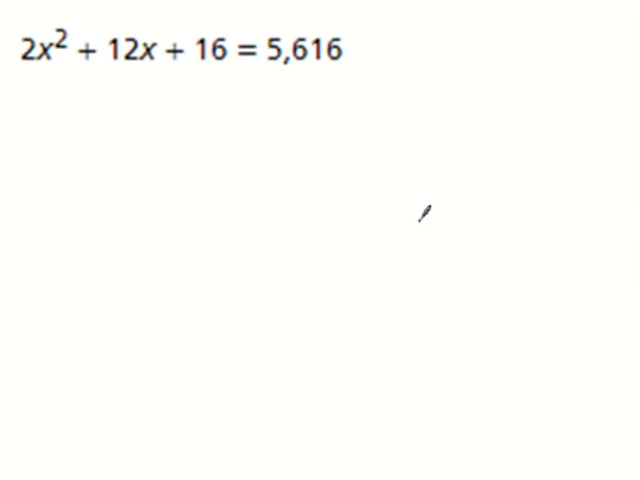All right, maybe again pause and see if you can even do any of the steps that I won't even start at this time. Maybe you can try to do these steps. So if you go off what I've been telling you, you should have subtracted 16 first. You've gotten 2x squared plus 12x equals 5,600 because the 16s disappear.